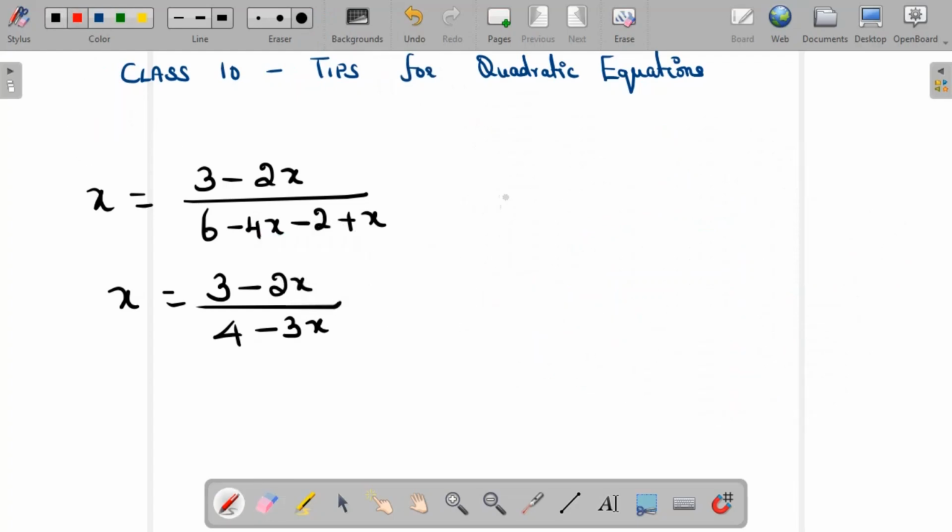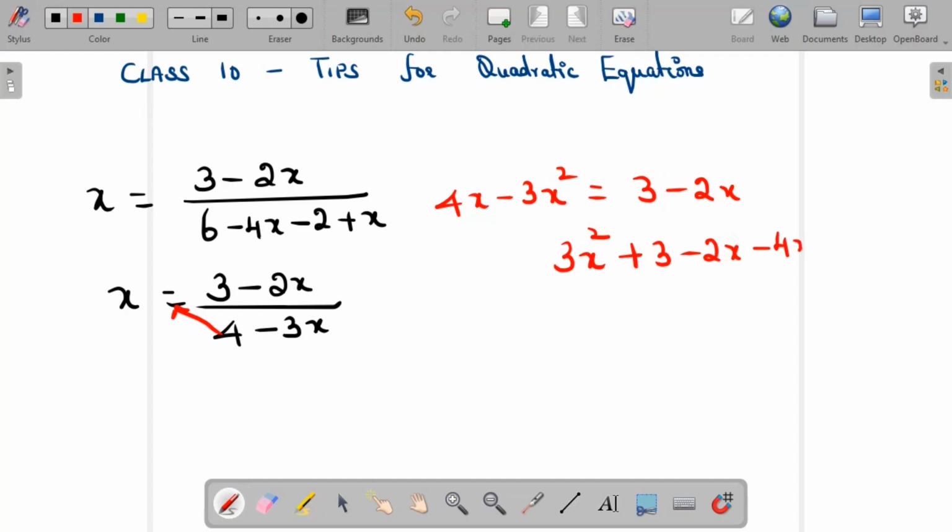Now we can do simple cross multiplication so that we will get a quadratic equation. So let's see how that gets done. So here I'm going to do the cross multiplication. So 4x minus 3x squared is equal to 3 minus 2x. Now reorganize all that expression on one side. So 3x squared plus 3 minus 2x minus 4x is equal to 0. So 3x squared minus 6x plus 3 is equal to 0. Now we've got the quadratic equation. You can simply solve it. Here I'm going to divide everything by 3. So it is x squared minus 2x plus 1 is equal to 0.